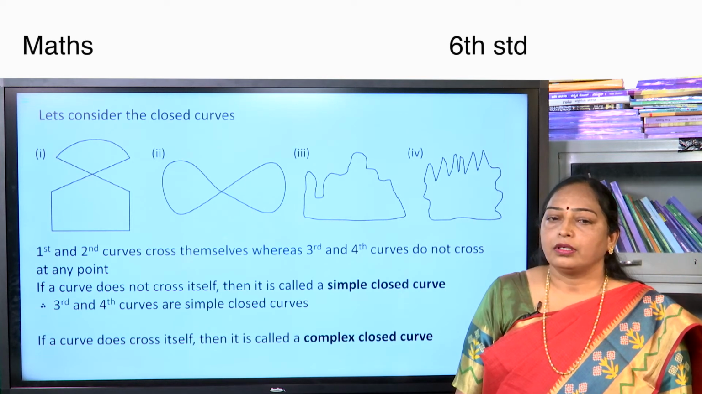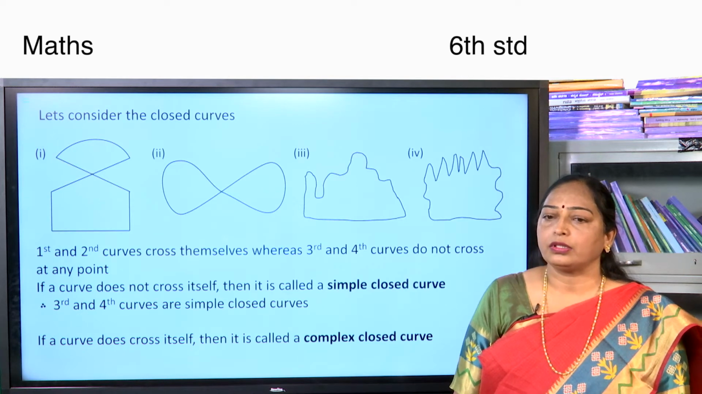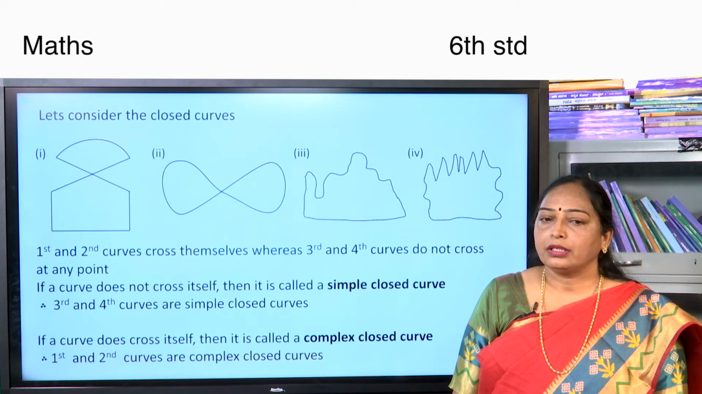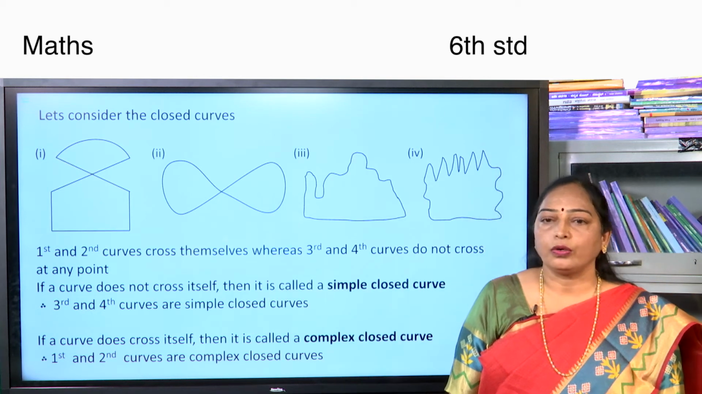If a curve does cross itself, then it is called a complex closed curve. Here, the first and second curves are complex closed curves.